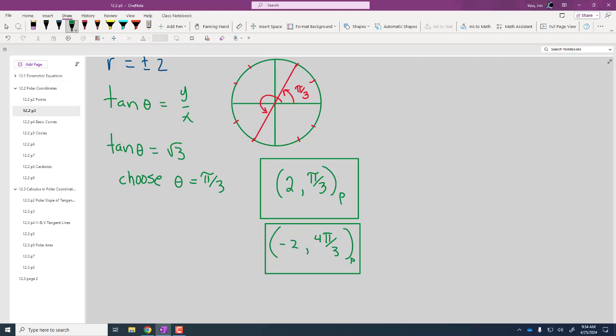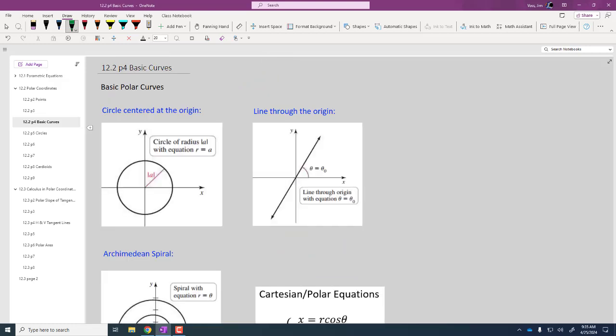Now let's look at some curves in polar. Polar gives us a whole other swath of curves that we can graph really easily. First, we're going to look at our basic ones. And so by a basic curve, we usually take the coordinate variable and set it equal to a constant. Like when we're in the xy plane, x equals a constant, it's a vertical line, y equals a constant, it's a horizontal line. Same idea.